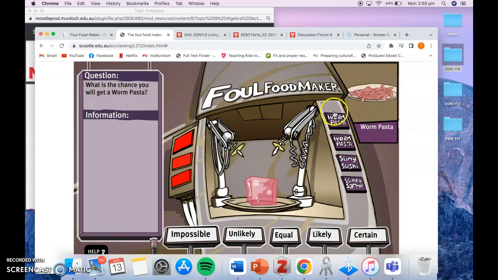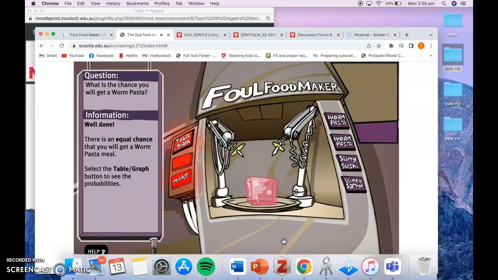If you look over here at the meals, the worm pasta comes out 2 of the 4 times, so it's equal chances that you're going to get it. And since that's right, over here we've got well done. This makes it an equal chance. So it tells you if you've got the question right, and it tells you why you've got the question right.